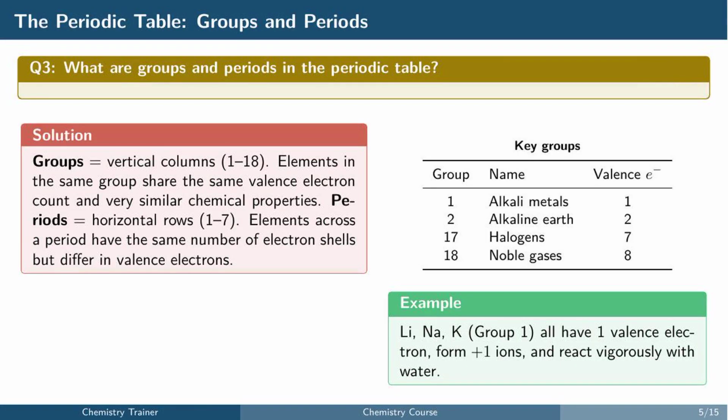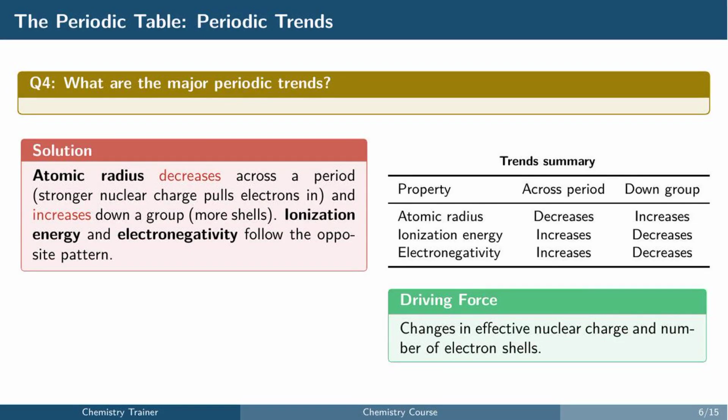Question 3. What are groups and periods? Groups are vertical columns numbered 1 through 18. Elements in the same group share the same valence electron count and similar chemical properties. Periods are horizontal rows numbered 1 through 7. For example, lithium, sodium, and potassium in group 1 all have one valence electron, form positive 1 ions, and react vigorously with water.